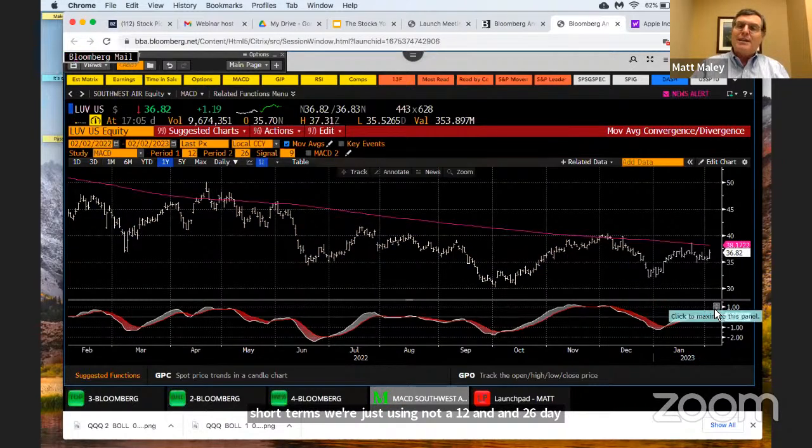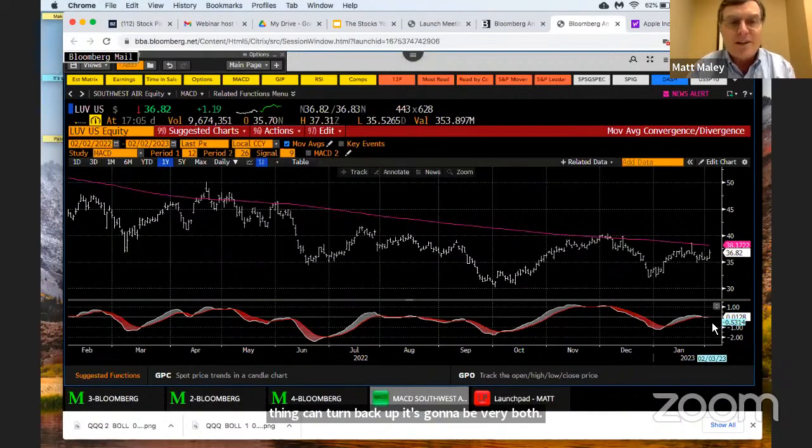So if this thing can turn back up, it's going to be very bullish. So we'll be watching this. If it breaks back down, that's going to be a sign like, oops, this thing ain't going to work. Time for me to pull the plug. So if you can look at the MACD charts, keep a close eye on that. And like I said, if this thing breaks above, that's the downside.